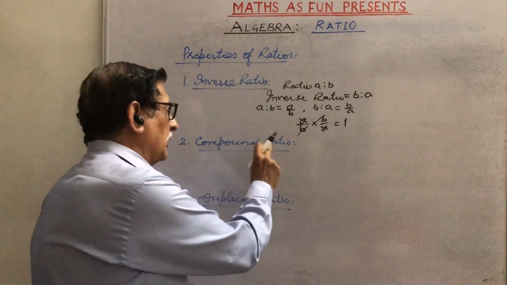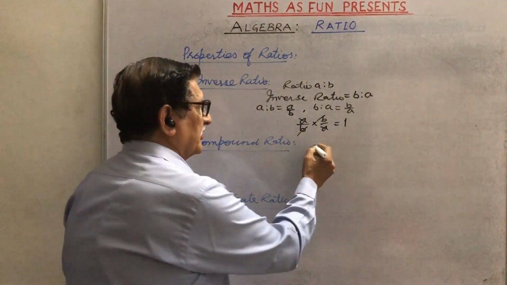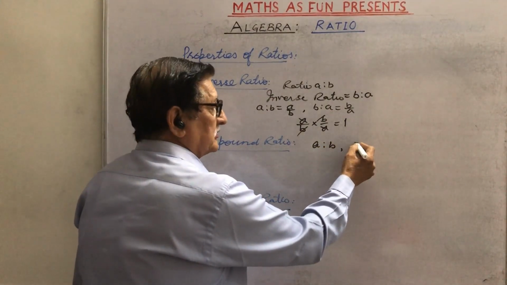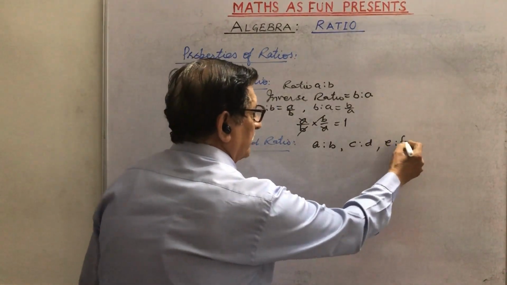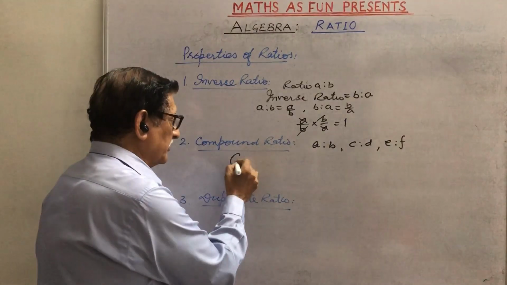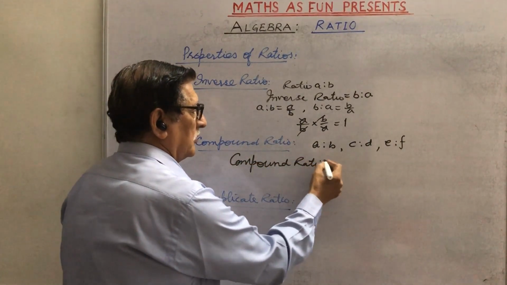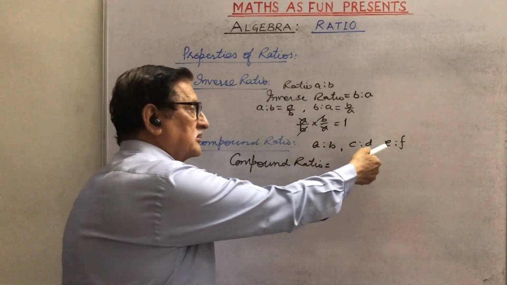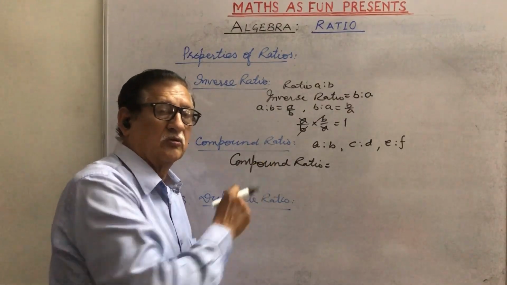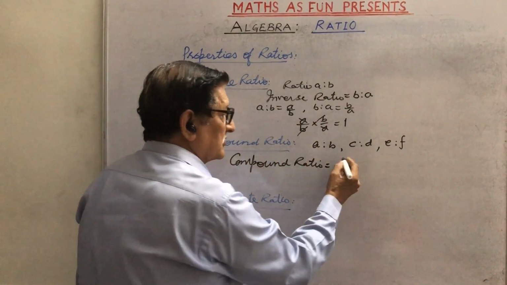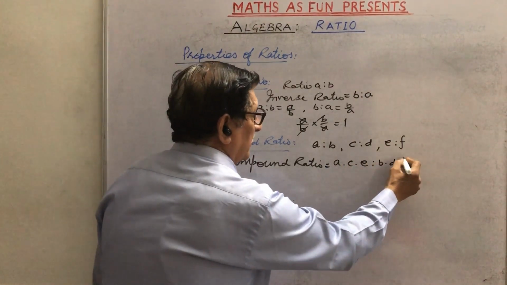Then the next is compound ratio. What is the meaning of compound ratio? If we have a ratio A is to B and the other ratio is C is to D, third ratio is suppose E is to F, then the compound ratio of them will be, if we multiply their antecedents and the consequents, whatever the ratio we get, that is only known as the compound ratio. It means it is A into C into E is to B into D into F.